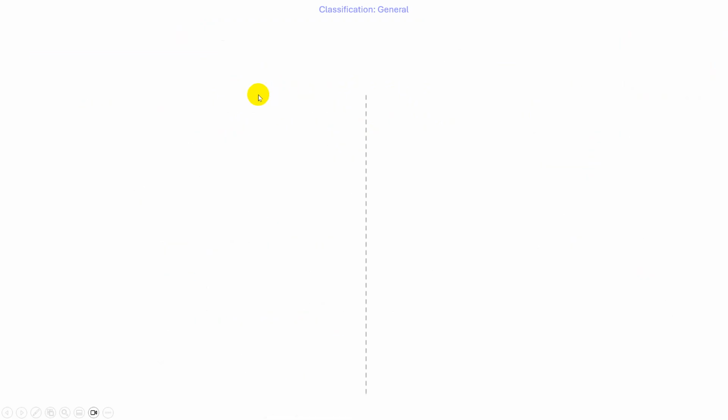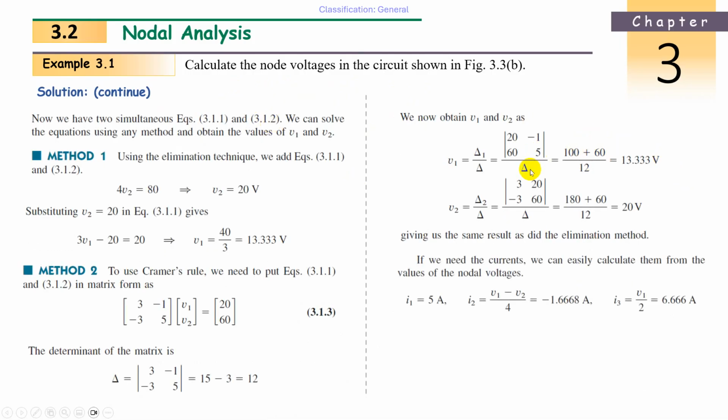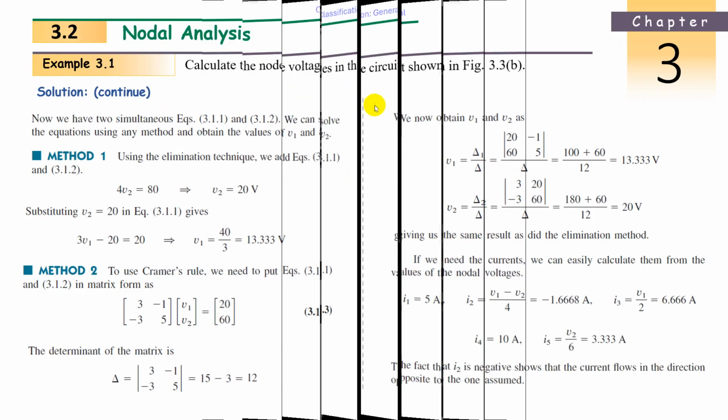This is another example we have. Now we go to the super node. So this is Cramer's method. This is called the matrix inversion or Cramer's rule method.